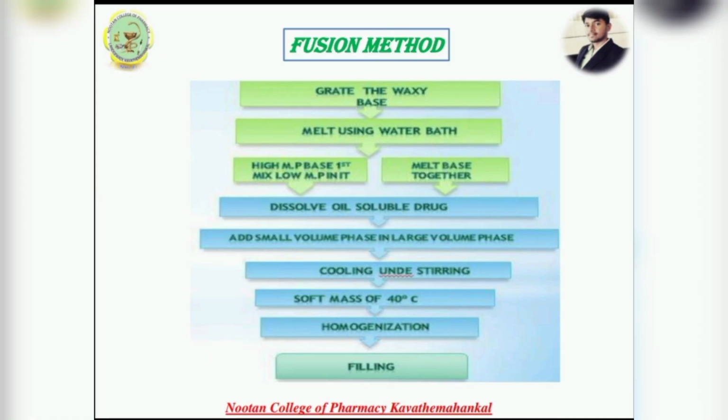This is the flow chart of the fusion method. First, upon the grate, the waxes and selected bases are put into the water bath. Then the wax with the high melting point is melted first, and the low-temperature wax is melted into the bases together.